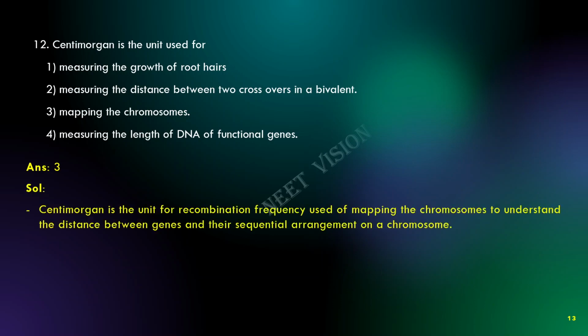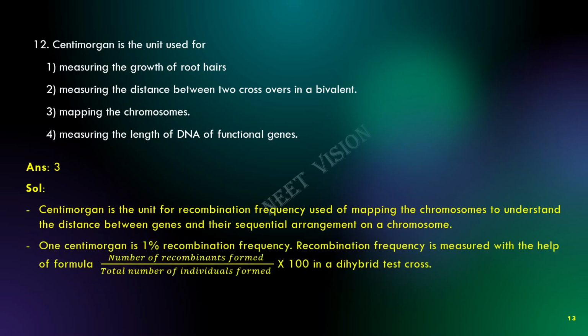Third one is given. Centimorgan is a unit of recombination frequency used for mapping the chromosomes to understand the distance between genes and their sequential arrangement on the chromosome. This is the formula for that. One centimorgan is 1% recombination frequency. Recombination frequency is measured with the help of the formula: number of recombinants formed divided by the total number of individuals formed in a test cross, multiplied by 100. Coming to the next one.